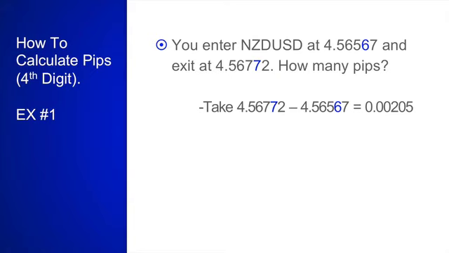Now what you're going to do is take the 0.56772 and subtract it from 0.56567, and it's going to equal 0.00205.